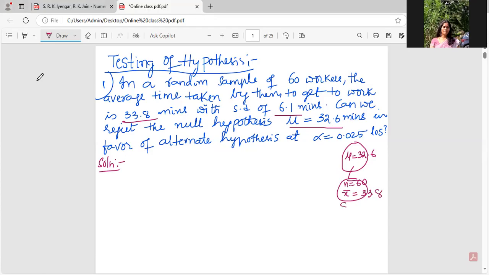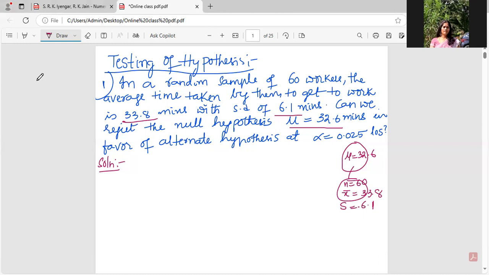Of course, the standard deviation of the sample is also given, denoted by small s. If the sample standard deviation is not given, sigma will be given, which is the standard deviation of the population. Any one of them would be given. So always make it a point to write down the data about the population and the data about the sample.